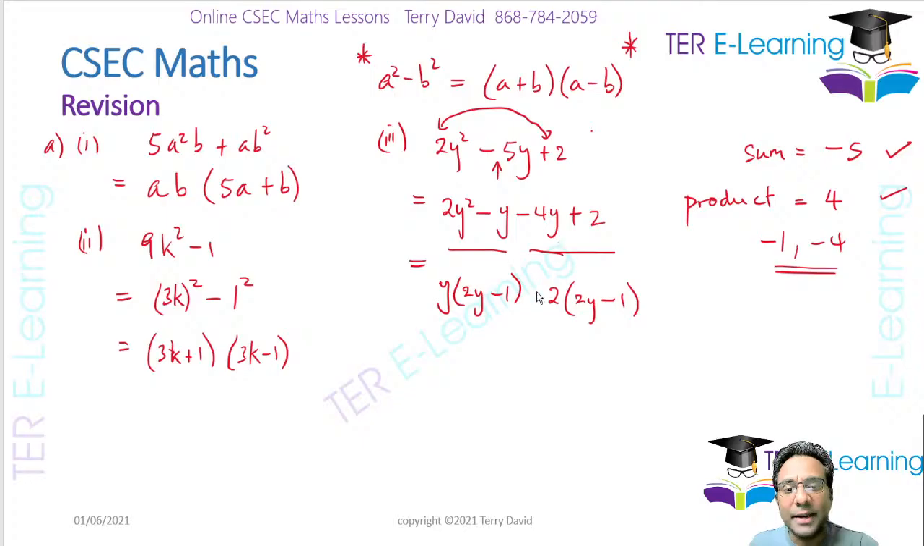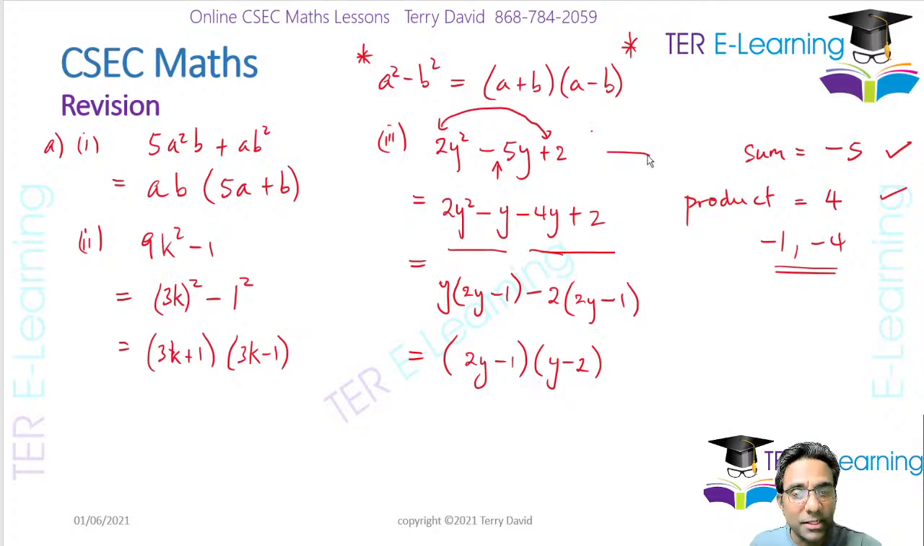And now I have to decide what sign I am going to use. The only way that can work is if I have a minus sign here. Because minus 2 multiplied by 2y, I'm going to get minus 4y. And minus 2 multiplied by minus 1, I'm going to get positive 2. So my next step here now is going to be 2y minus 1, open brackets, y minus 2. So that's my answer there, right?